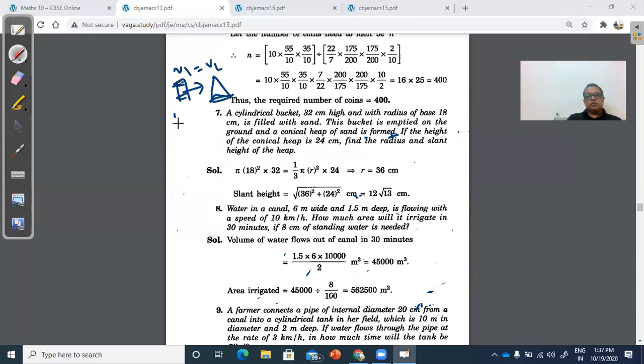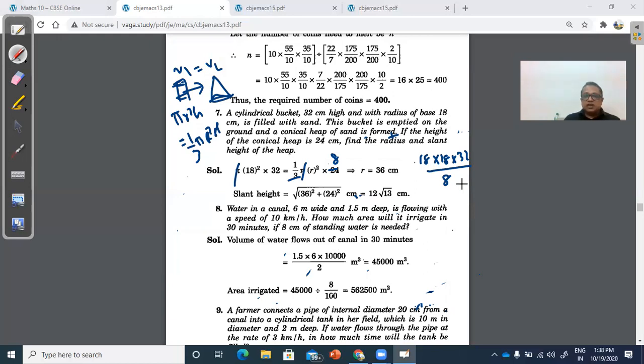So pi r square h will be equal to 1 by 3 pi r square h. The volumes are equated. So pi, I am letting it as it is because I can cancel pi from both sides. So pi r square h, radius is 18. So 18 square into height is 32. So pi r square h is equal to 1 by 3 pi r square. Radius we don't know. The height of the cone is given 24. Right? So what will happen? The pi is getting cancelled here. 3 goes 8 times. So r square will be 18 into 18 into 32 divided by 8.